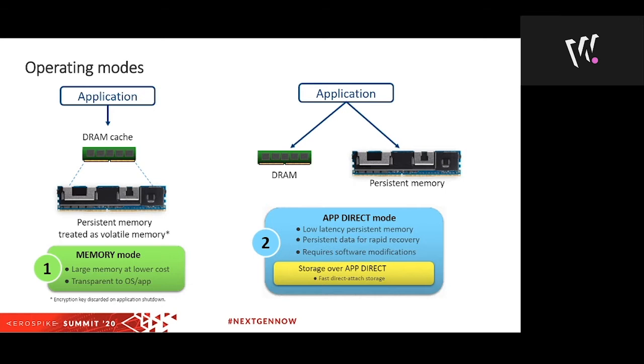With this AppDirect mode, you're getting the low latency persistent memory. Your data is persisted even across the reboot. And like I mentioned, you do have to modify your application in order to take advantage of this. But this is what Aerospike's done. It's a little bit of extra work, but I think it has a lot of extra benefits for the end user.